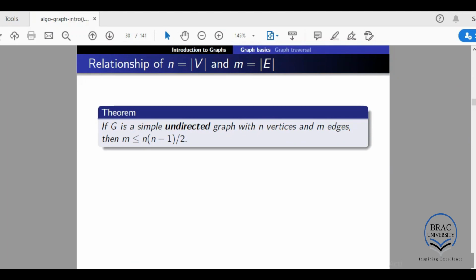Now let's look into this theorem, which says that if G is a simple undirected graph with n vertices and m edges, then m must be smaller than or equal to n into n minus 1 by 2. Before starting this theorem, you need to keep two things in mind. The first one is m represents the total number of edges in a graph, and n represents the total number of vertices in a graph.